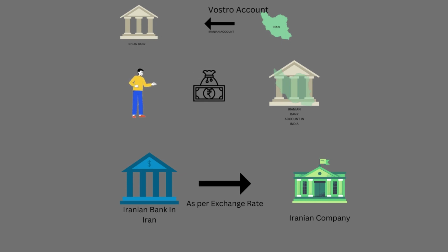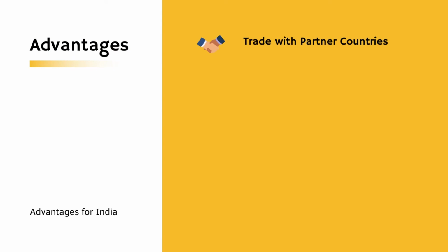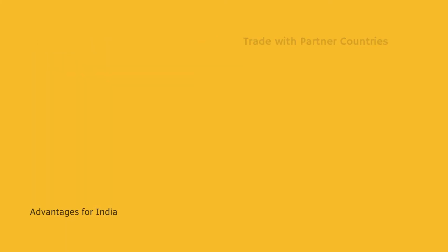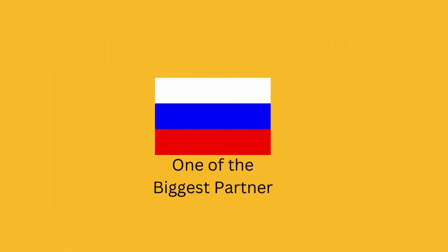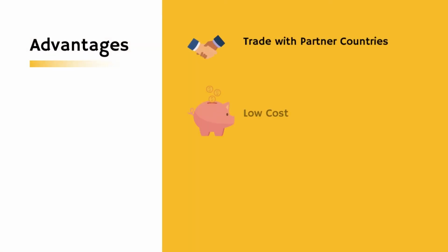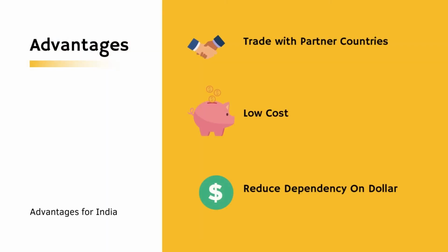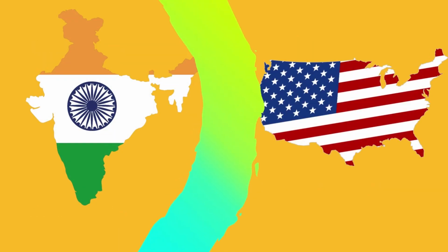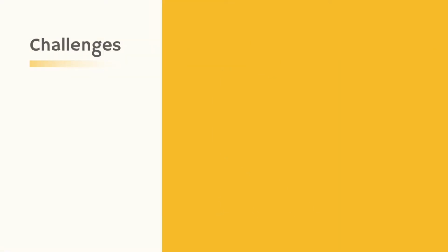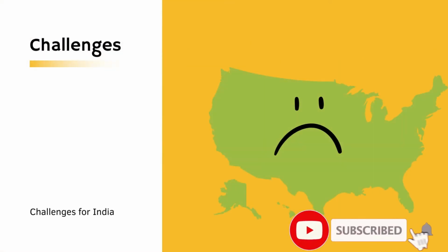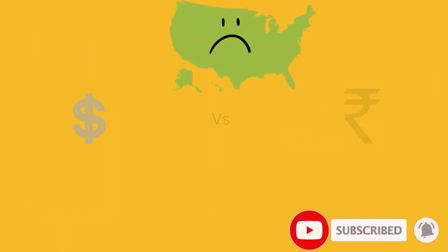Advantages of this system are that we can trade with countries such as Russia, which is one of our biggest partners. We could also get our goods at low cost. UAE, Iran, Venezuela and Russia have already shown interest in this system. It will help us a lot in reducing our dependence on the dollar and shield ourselves against the wishes and sanctions of the West. Challenges may be that the states may not be very happy with this move that directly challenges the dollar and can threaten to impose sanctions on India.